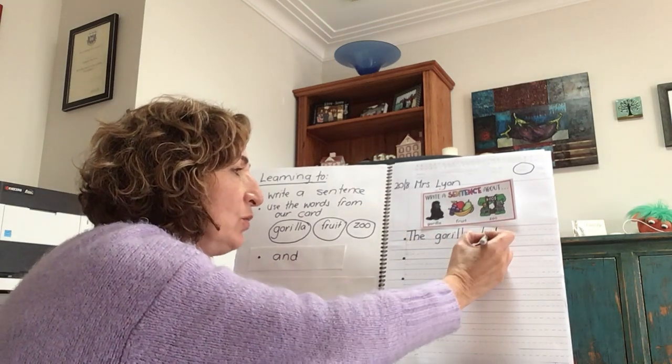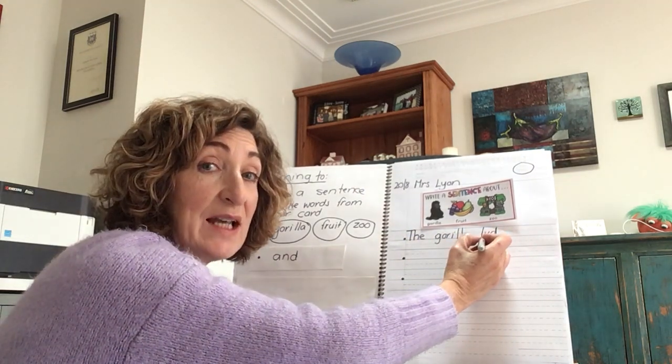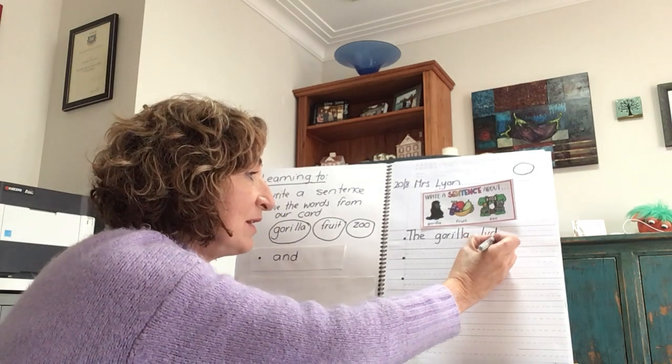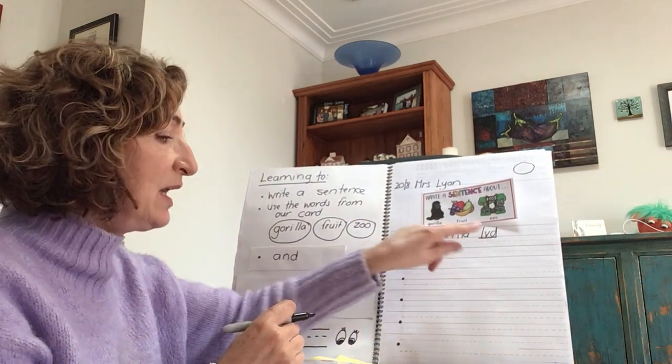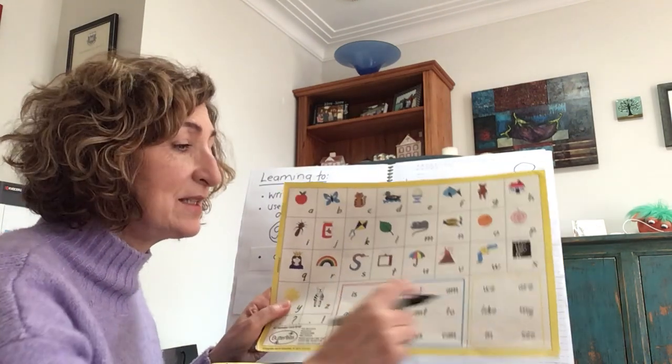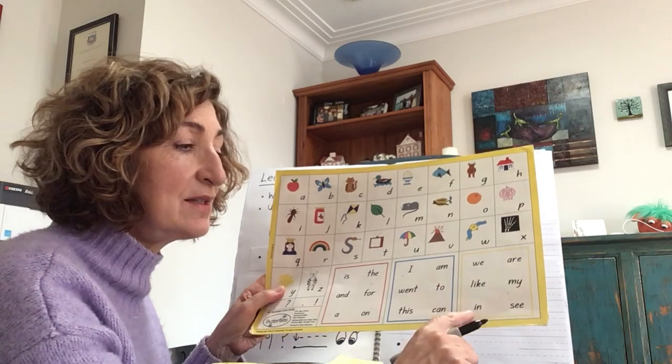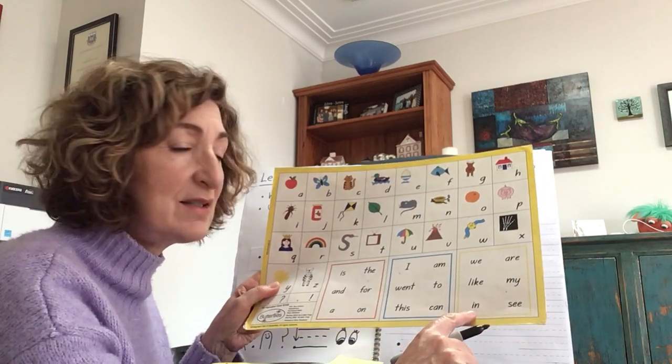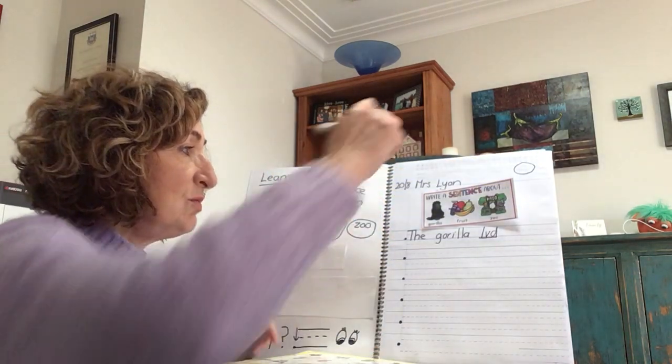The gorilla lived. Oh, I forgot to do one thing. I have to remember to underline my try words. There it is. The gorilla lived. And that's a really little word, and some of you can probably just write it without reading it. But if we've forgotten where it is, it's in the yellow box. Can you see it down there? It's just got 2 letters in it. The word is in.